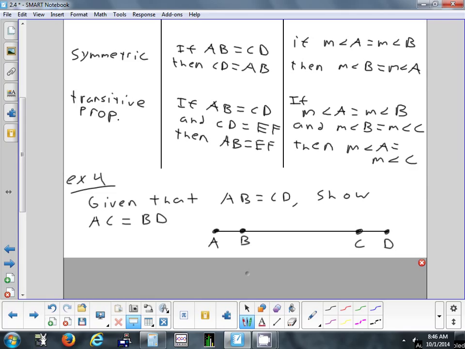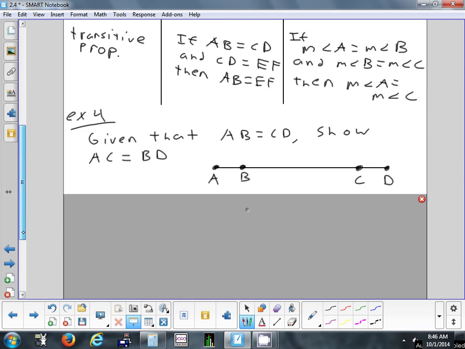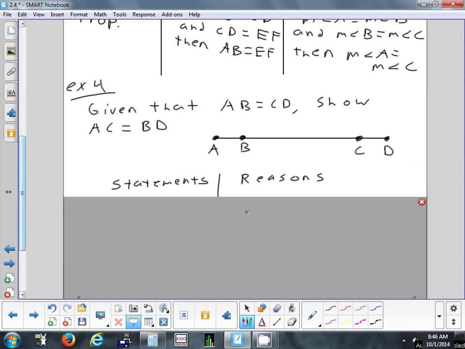Okay, I'll give you a few hints as we go through it, because this is our first real proof that we're doing in geometry. Let's take a look at it. First thing you want to do is put down your column for your statements. Put a line, put your column for your reasons.